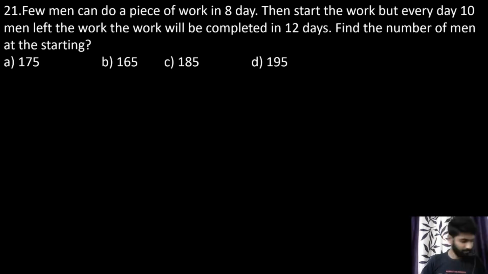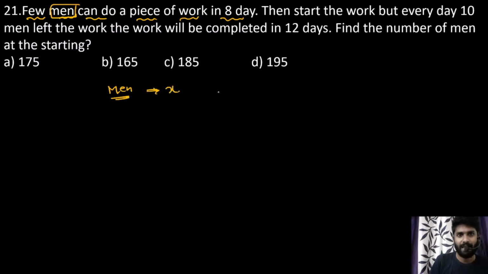Next, see this question. A few men can do a piece of work in 8 days. We don't know how many men are there initially. I just consider the number of men is equal to X. And they completed the work in 8 days. Means the total work is exactly equal to 8x.